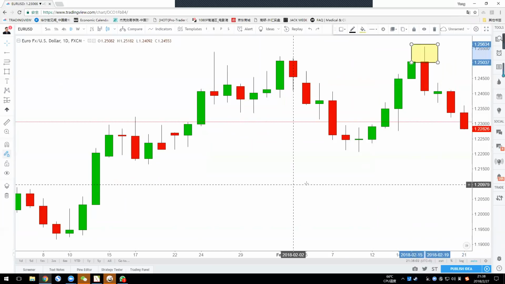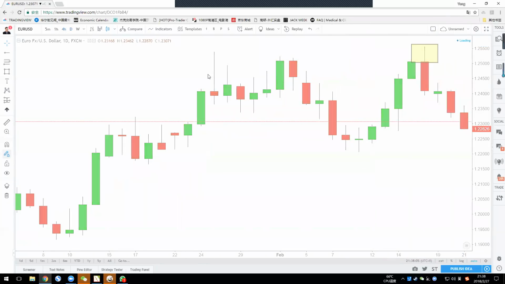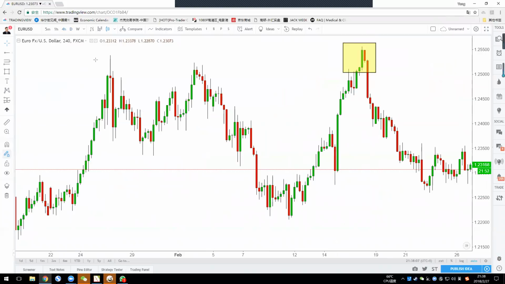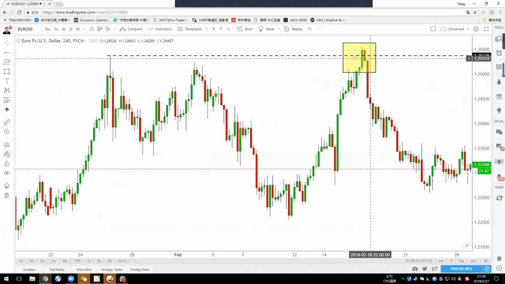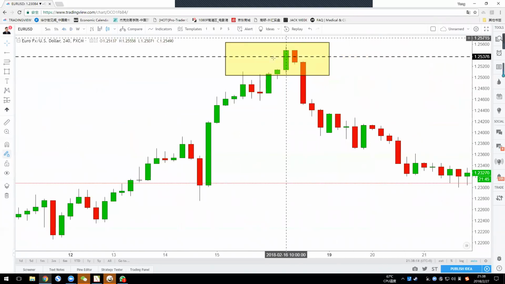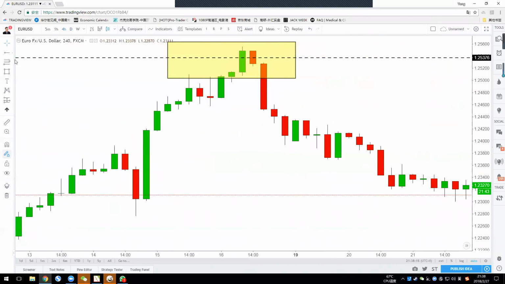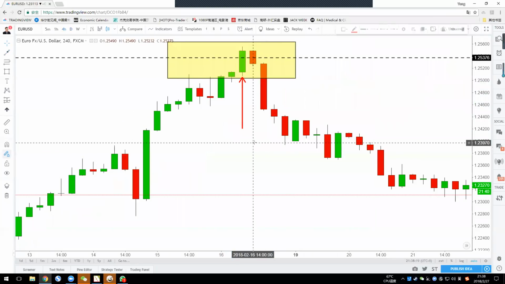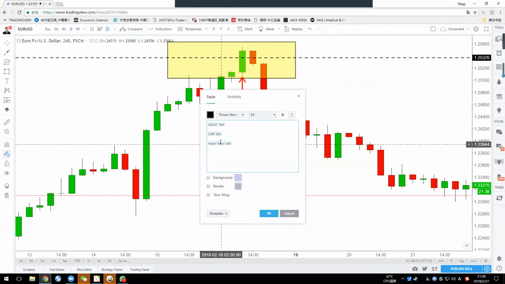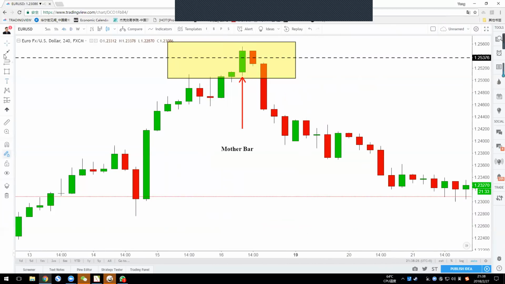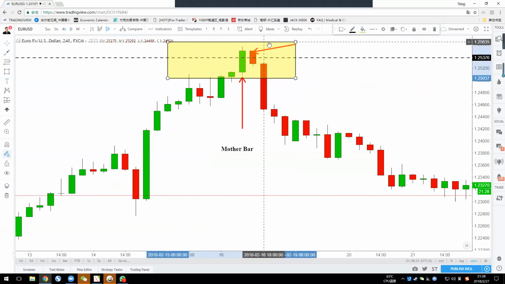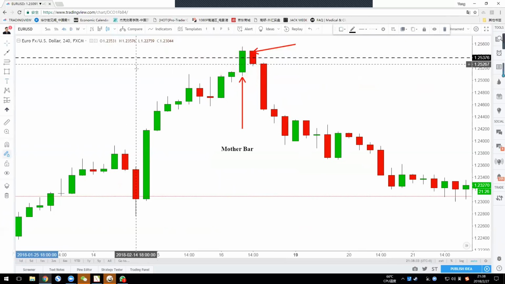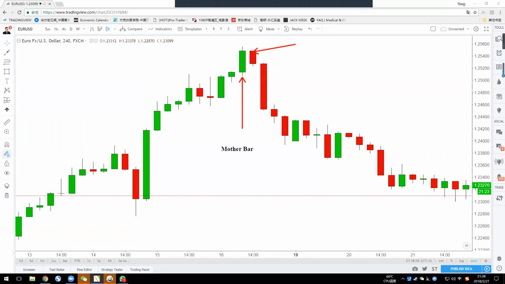But what we do is we go to a smaller time frame, because we know that this 1.2540 is a very important level. We need to see the price action, and we do see a price action here. This one, the first one, is a mother bar, right? This is a mother bar. How about the second one? Is this one totally inside the first candle, guys? Do you agree?